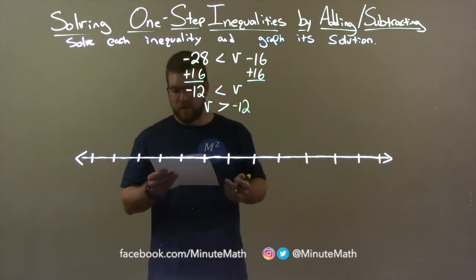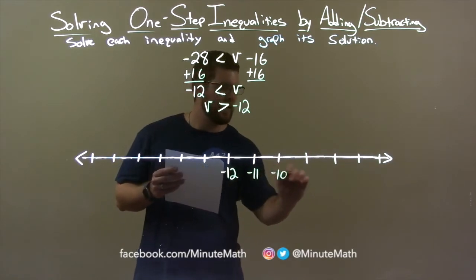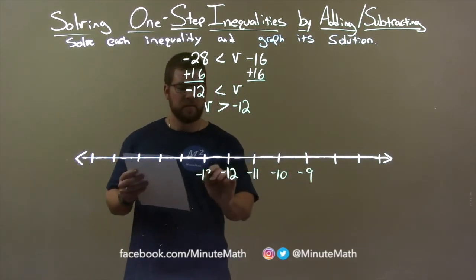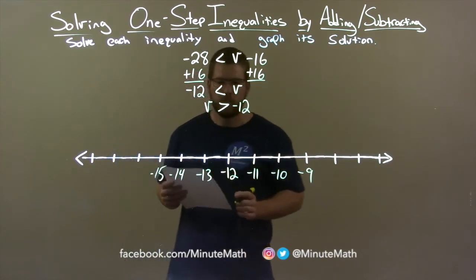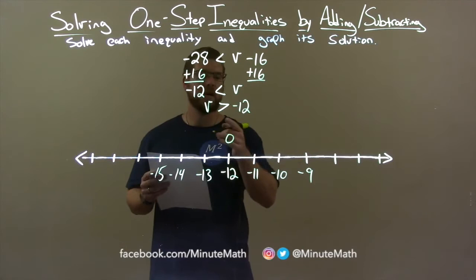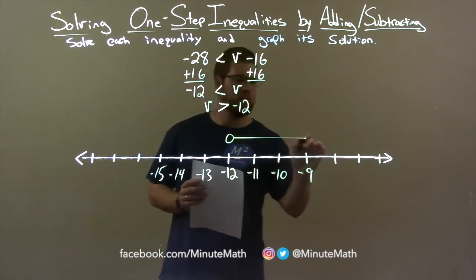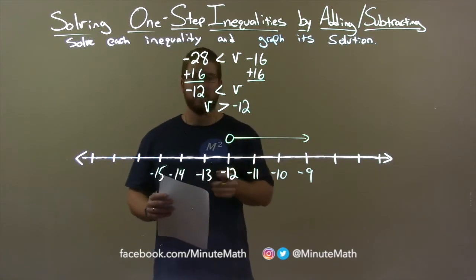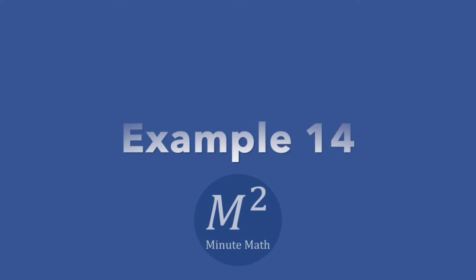So we need to graph this now. Put negative 12 here, negative 11, negative 10, negative 9, negative 13, negative 14, negative 15. We put an open circle at negative 12 because v cannot equal negative 12, it's just greater than. Greater than sign means the arrow goes to the right, and there we have it. Our graph matches our final answer of v is greater than negative 12.